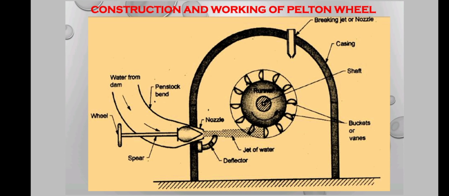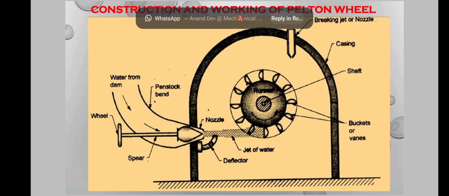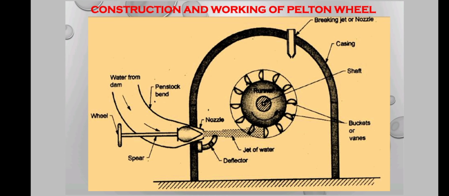And the layout of a Pelton wheel turbine. First is the penstock bend. It has a wheel and a nozzle setup. The nozzle is also called a spear. The water comes from the dam and enters the penstock bend, and the water flow is controlled by a spear. The water is sprayed through the nozzle and deflected using a deflector, and it goes directly to the buckets.